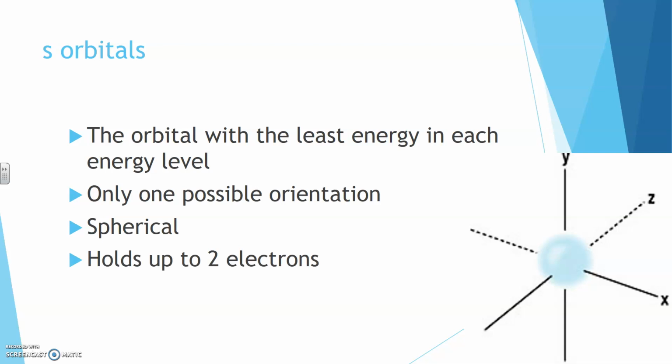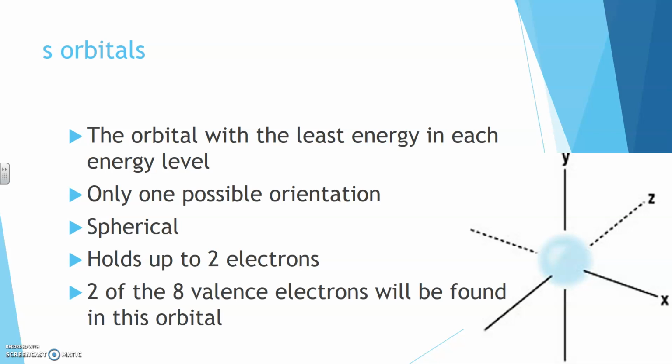Each S orbital only holds up to 2 electrons. This is where it's going to get kind of important that you recognize the orientations, because each orientation has its own set of orbitals, basically, contained within. I'm not explaining that very well. It'll make more sense when we get to some of the other orbital shapes. So an S orbital can only hold up to 2 electrons, so 2 of your 8 valence electrons will be found in this orbital.